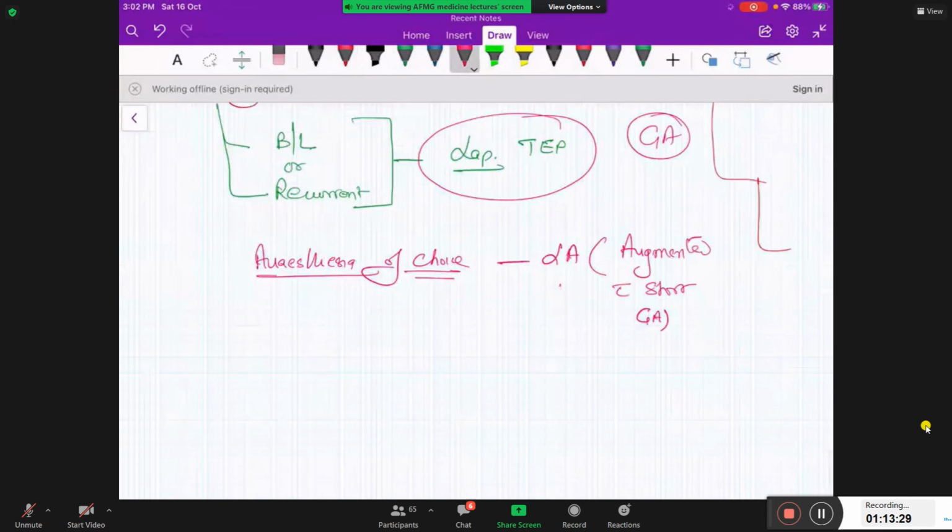Now, should we be giving a prophylactic antibiotic in an inguinal hernia? Yes or no? Why?